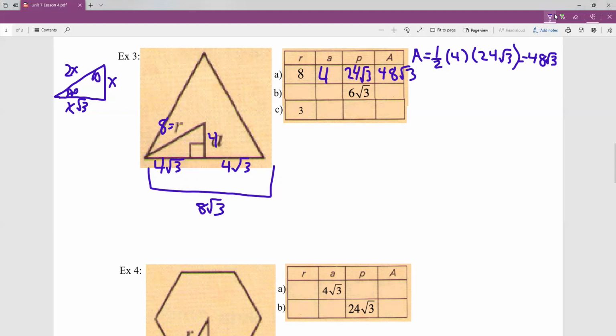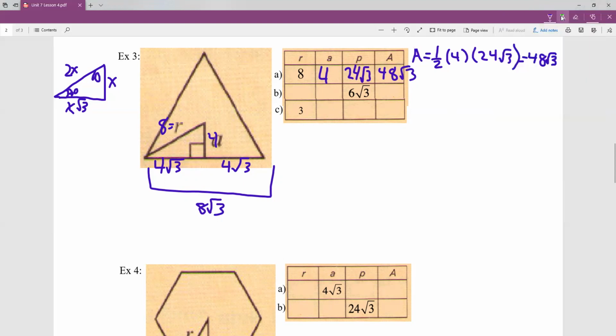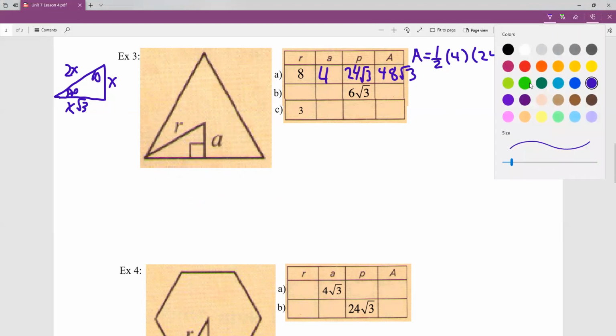Okay. Let's do the next one. So I'm going to erase these real quick. Ooh, that's not erase. There we go. We're going to erase these real quick, and we're going to put in the new stuff. The part B here. That's good to go. Okay, cool. So let's do the new stuff.